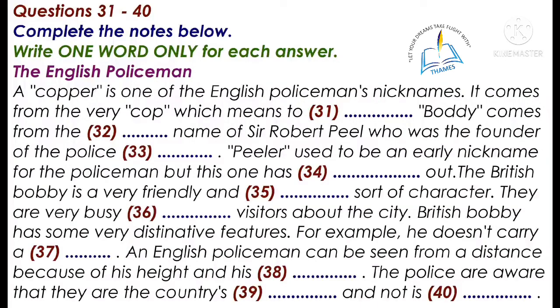The English policeman has several nicknames, but the most frequently used are Copper and Bobby. The first name comes from the verb to cop, which is also slang, meaning to take or to capture, and the second comes from the first name of Sir Robert Peel, the 19th century politician who was the founder of the police force as we know it today. An early nickname for the policeman was Peeler, but this one has died out.